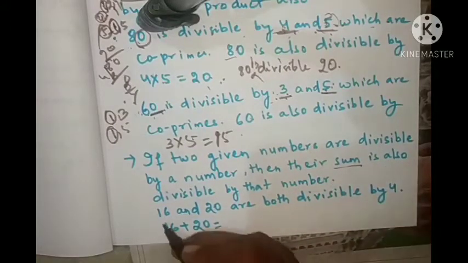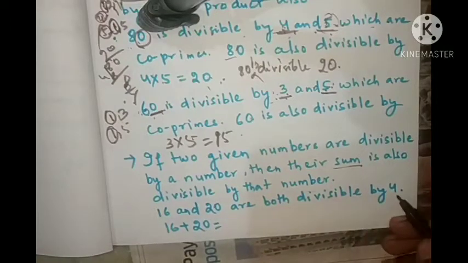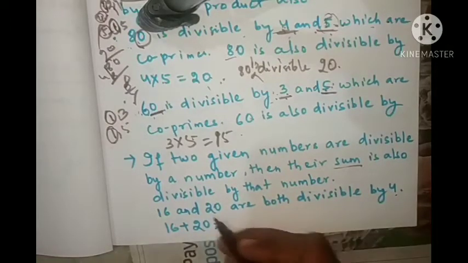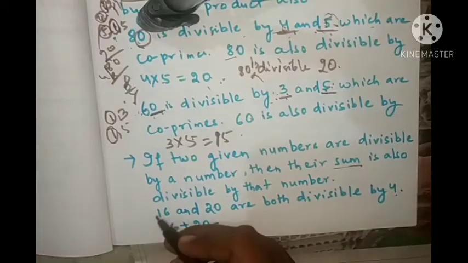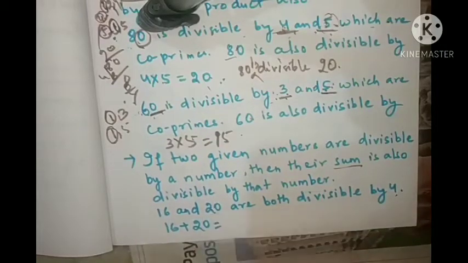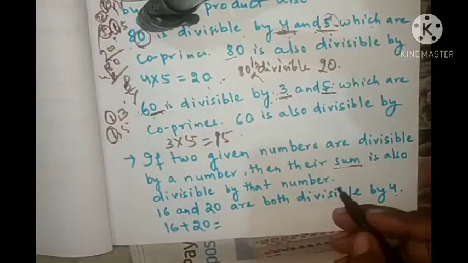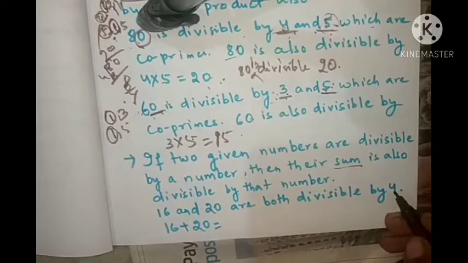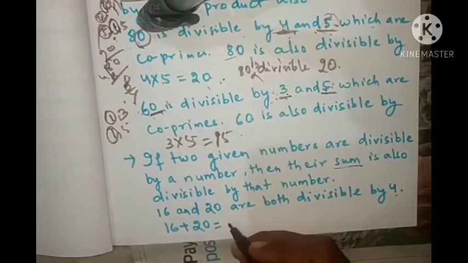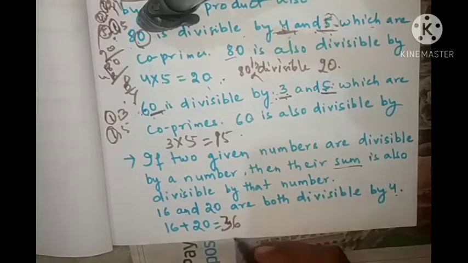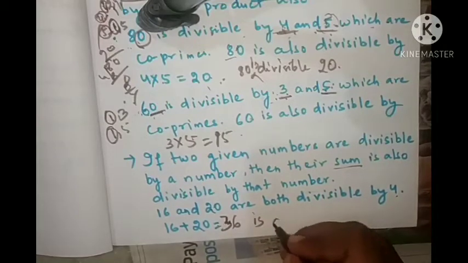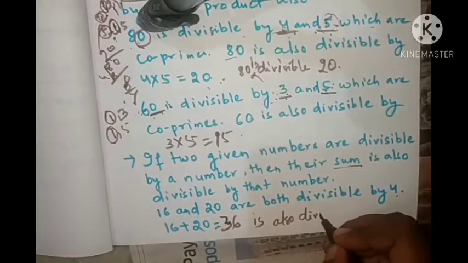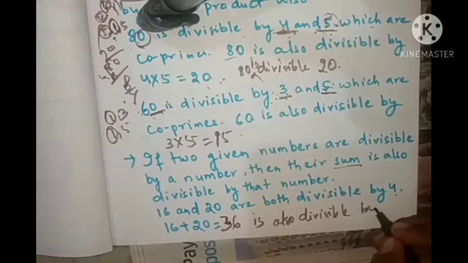Okay, let's see an example. 16 and 20 both are divisible by 4. 16 is divisible by 4, 20 is divisible by 4, because 4 4s are 16, 4 5s are 20. It is saying that their sum is also divisible by that. We'll see if the sum of 16 and 20 is divisible by 4 or not. 16 plus 20 is how much? 36. 36 you know, 4 9s are 36. So 36 is also divisible by 4.